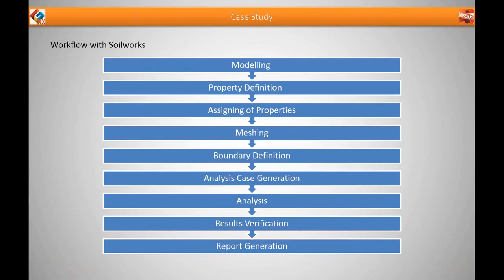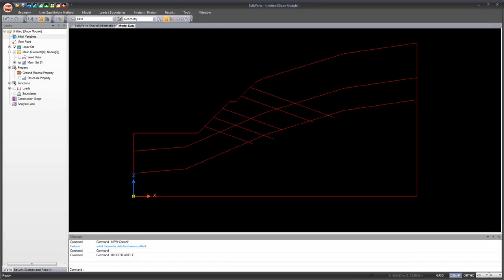So the workflow with Soilworks is as follows. First of all, you need to do the modeling, that is, you have to create the initial model. Then you need to define the properties, that is the ground material property and the structural properties. Then you need to assign these properties, the structural and the ground material properties, to the model. Then we perform the meshing, boundary definition, the analysis case generation, performing the analysis, getting the results, and finally the report generation. So this is the basic workflow, so it will be helpful when you start with the model.